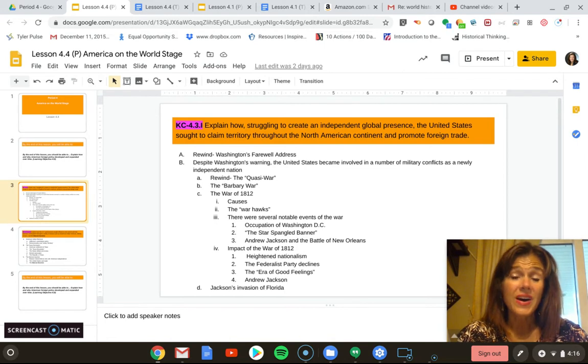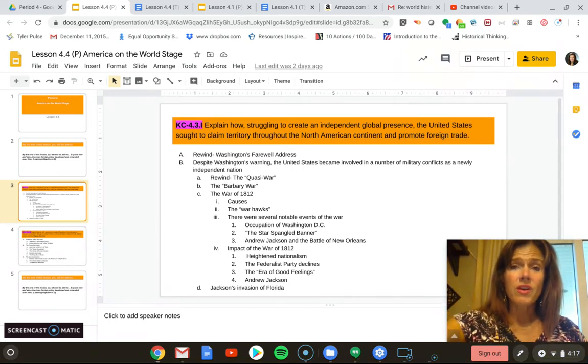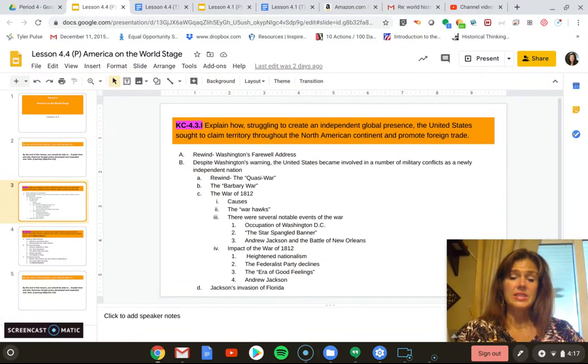The war divides the nation. The South and the West really want the war. The Northeast, who needs the shipping to not be disrupted, who is closer to the British, do not want the war. So in terms of the war, there are several notable events. One notable event is the British burned down public buildings, such as the White House, when they occupy Washington, D.C. They force Madison and Congress to flee the city.